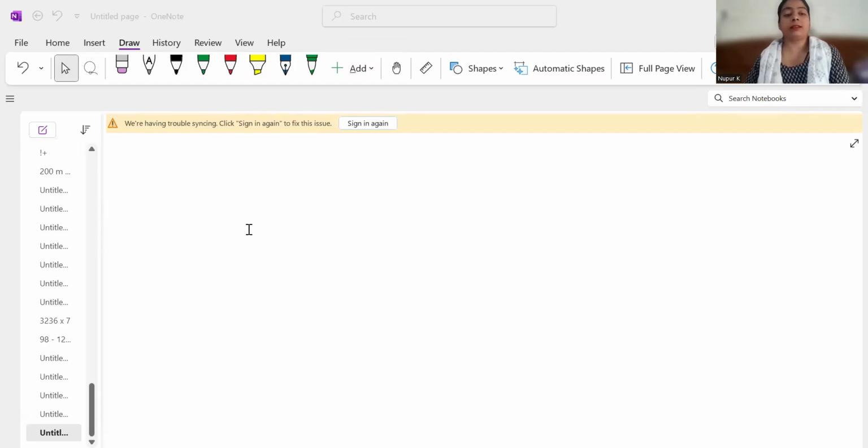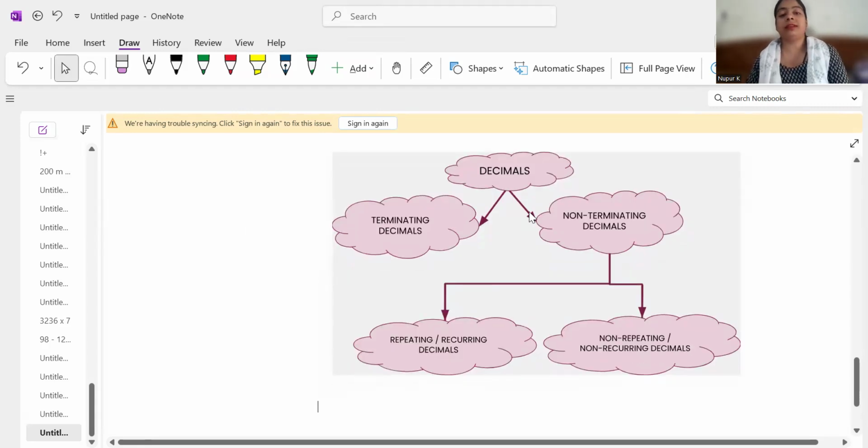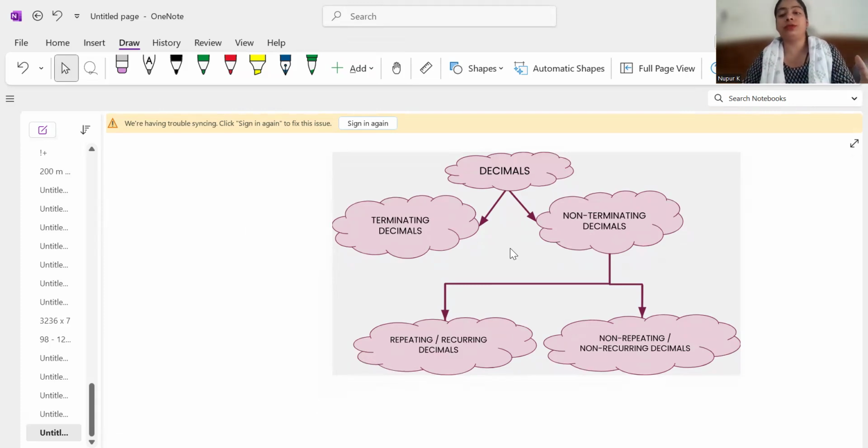Okay. Yes. So is my screen visible to you? Yes, now it must be. So here is a picture. Can you see it? Yes, decimals, terminating decimals and non-terminating decimals. You are familiar with the term decimals, right? 0.5, 0.6, 0.7, 0.23. These are decimal numbers. You have gone through the session, right? It is clear to you.